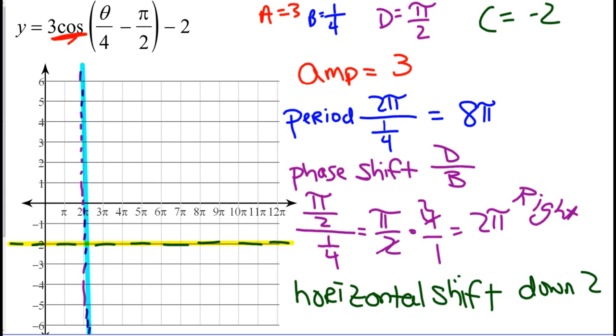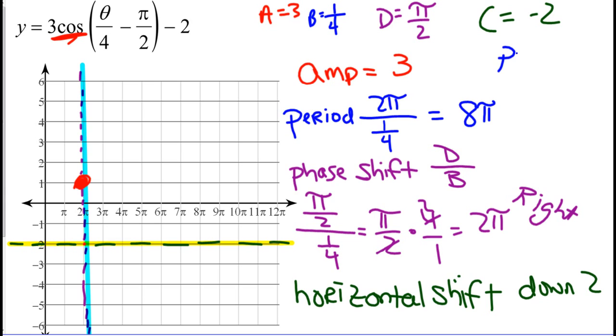From that point right here, we are actually going to go up 1, 2, 3. So this is where we're starting. That is our first point. Remember, cosine starts above the line. Okay, now I know I've got my starting point. I need to figure out where my other 4 points go.